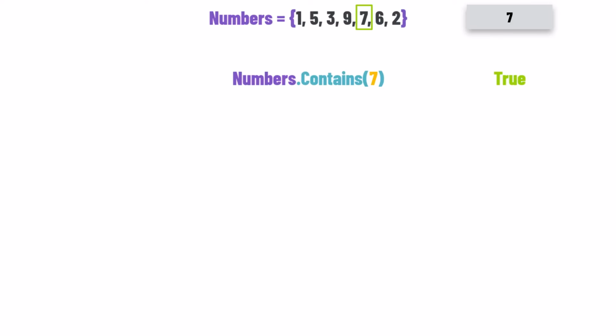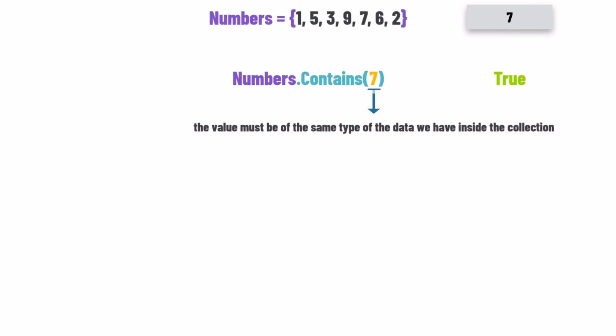The good thing here is that we don't need to use any complex queries or lambda expressions. We just directly use the Contains method with the value we are looking for. Please make sure the value must be of the same type as the data we have inside the collection. For example, here we have a collection of integer numbers, therefore the value we want to search for must be of type integer, and so on.